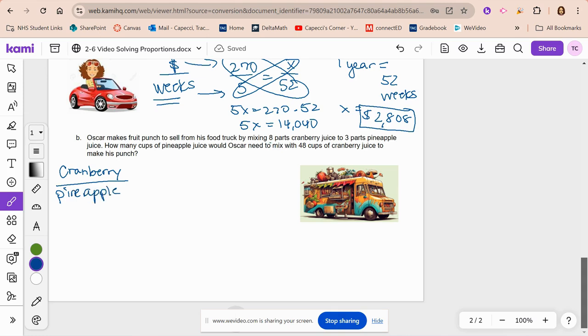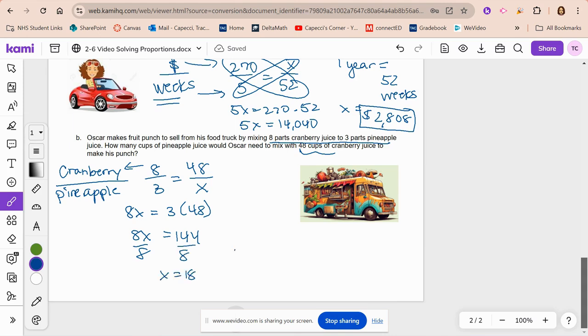So with what we know, 8 parts cranberry to 3 parts pineapple. So I'm going to put 8 cranberries on the top, right? And then I have 3 on the bottom. How many cups of pineapple? So that's going to be my unknown. If you had 48 cups of cranberry juice. So again, I'm going to cross multiply. I have 8x is equal to 3 times 48. So 8x is equal to 144. Divide both sides by 8. And I have x is equal to 18. So we're going to say 18 cups of pineapple juice.